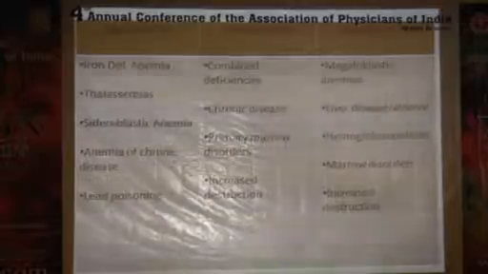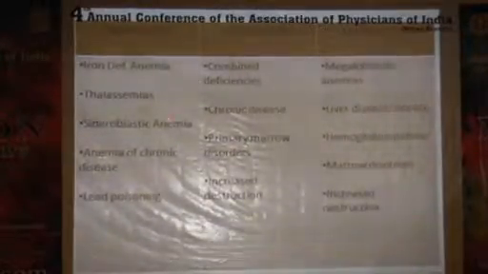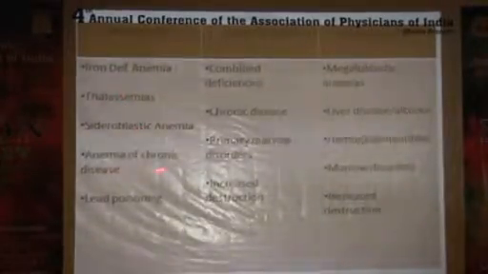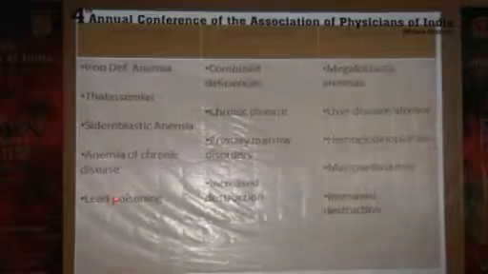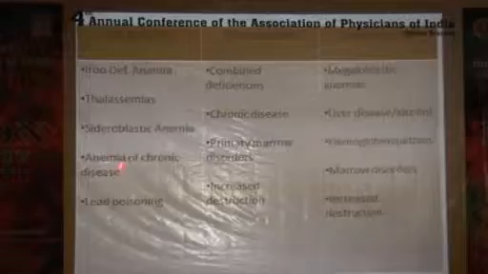We know microcytic anemia is generally due to iron deficiency, thalassemia, sideroblastic anemia, chronic diseases, they also cause, and lead poisoning at the last. These 4 are, of course, the most important.